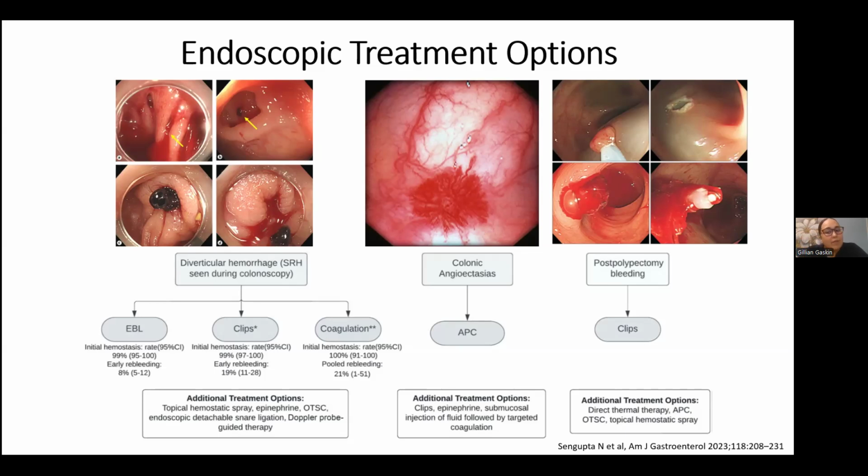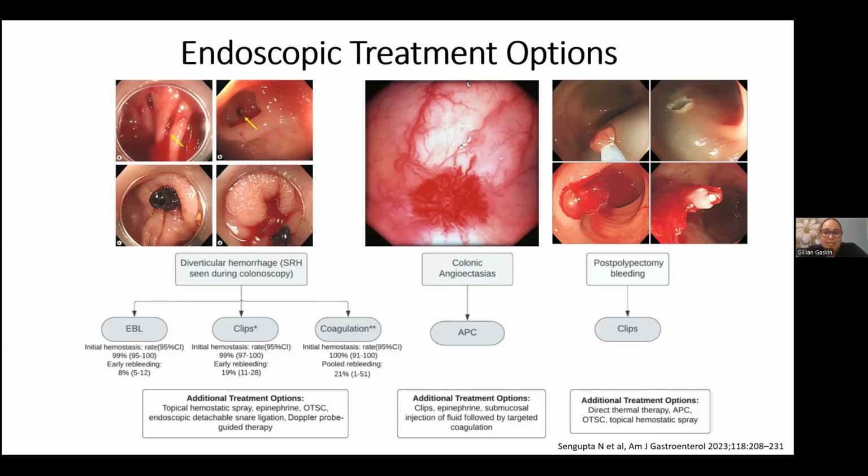The use of bipolar coagulation is also seen to be safe and effective in patients with stigmata of recent bleeding, particularly in the region of the diverticular neck. With regards to colonic angiectasia, endoscopic therapy is indicated if there's evidence of acute or chronic blood loss. So APC, argon plasma coagulation, is an effective initial treatment modality with a good safety profile.